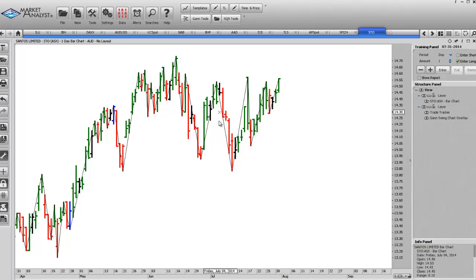So the swing chart follows the decline until the decline is actually arrested and traders start buying it again, which is evidenced by the green bar. So as long as we have green bars, we're going to have a swing chart moving up. And when we get a red bar, which has broken the low of the previous day, the swing chart is going to move down.